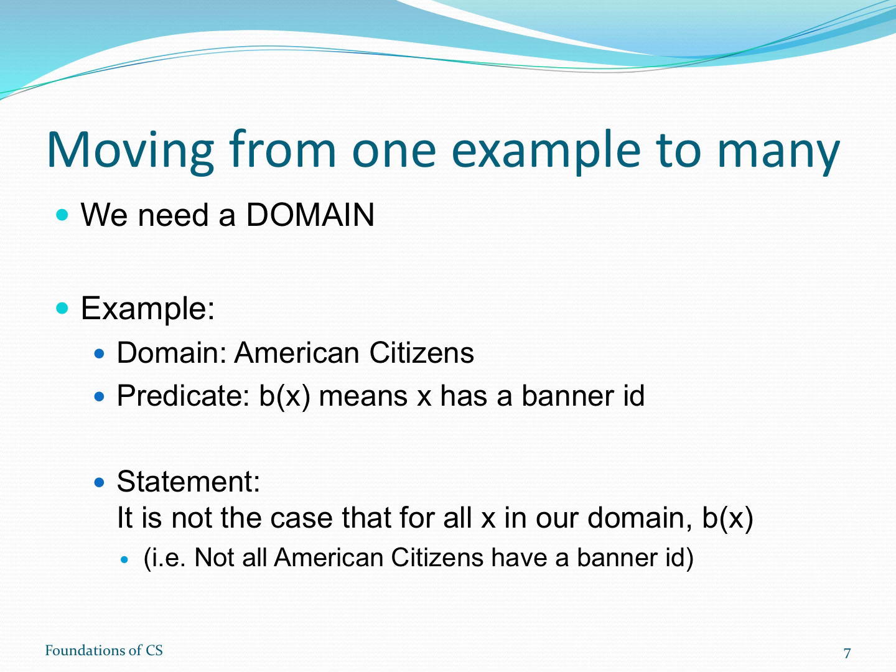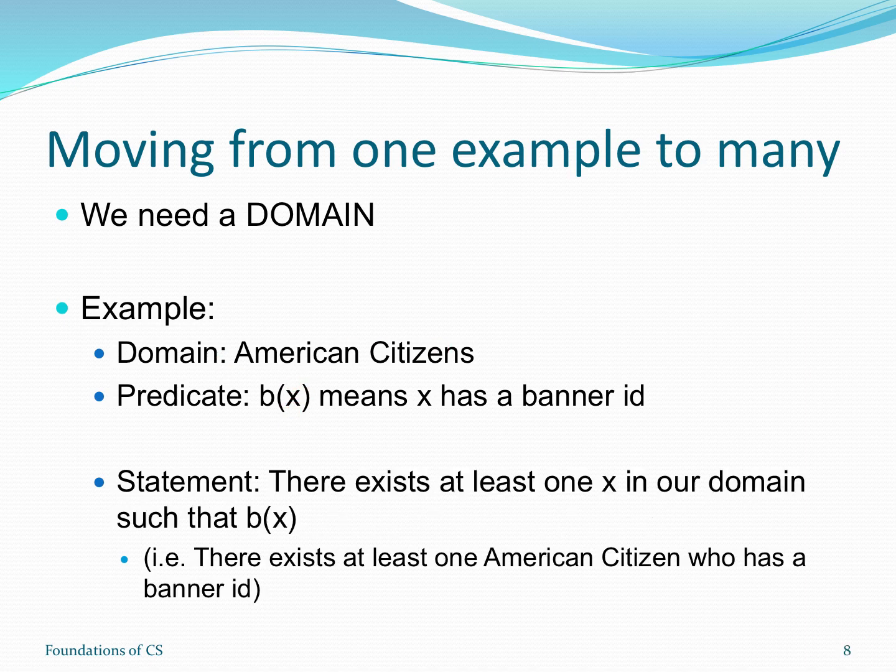On the other hand, if I change my domain and I say my domain is now American citizens, and I have the same predicate, B of x means x has a Banner ID, but now I'm considering this predicate over the domain of all American citizens. Well, it's definitely not the case that all of the elements of our domain, all of the possible parameters that we can send to that function, have a Banner ID, right? It's not the case that all American citizens, which are the things that could be sent in as a parameter, have a Banner ID.